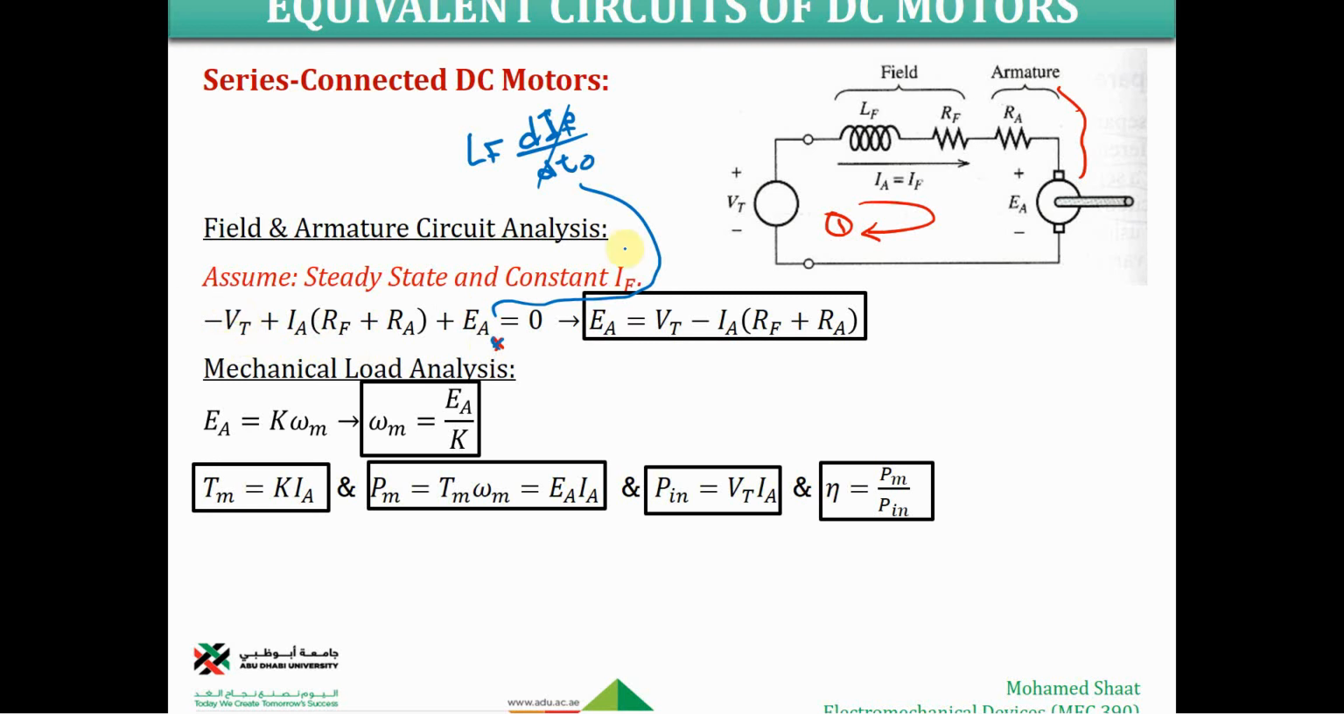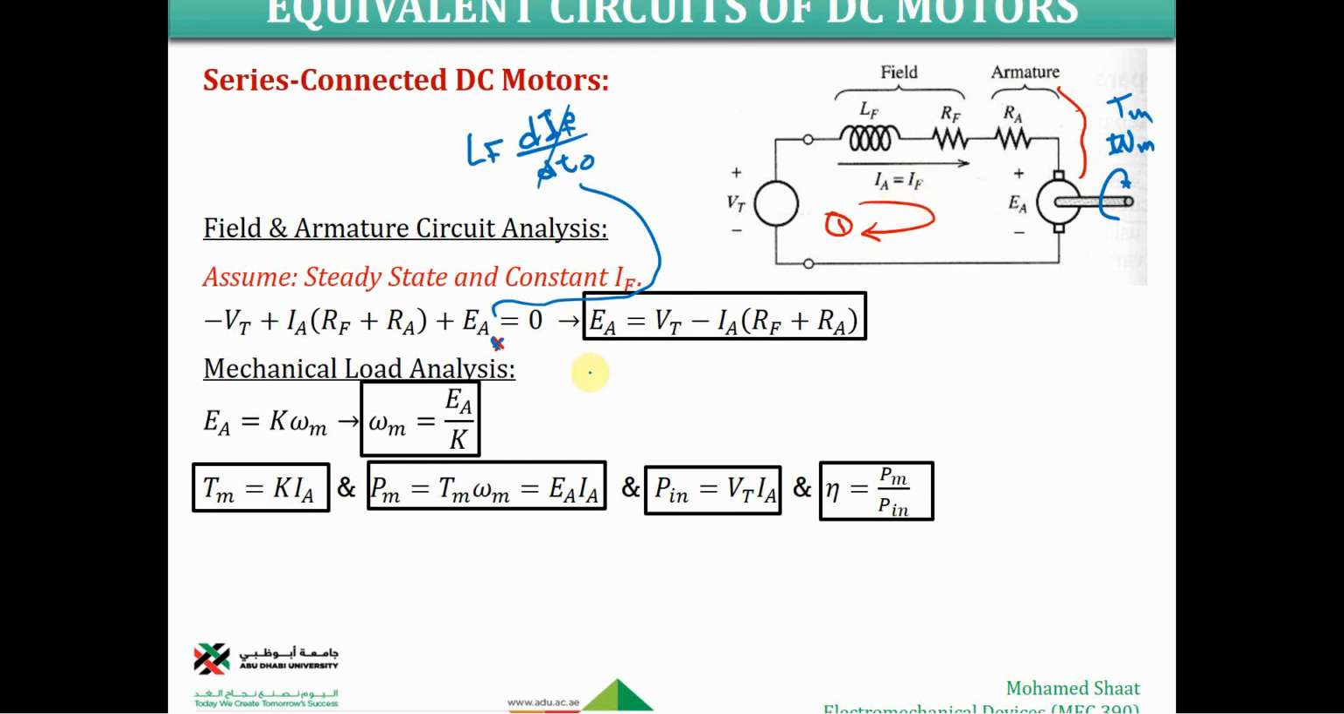Then we're going to end up with negative VT plus the IA RA plus RF, because they are in series, so we can combine both of them together into one resistance, plus the EA, which is the output voltage needed to give rotation, omega M and Tm to the electrical motor. Make sense? So from this equation, for given VT, IA, RF and RA, we can find the EA, how much it is.